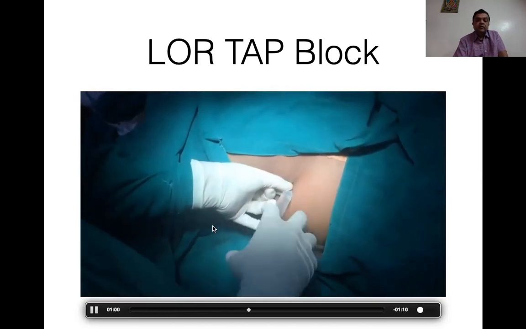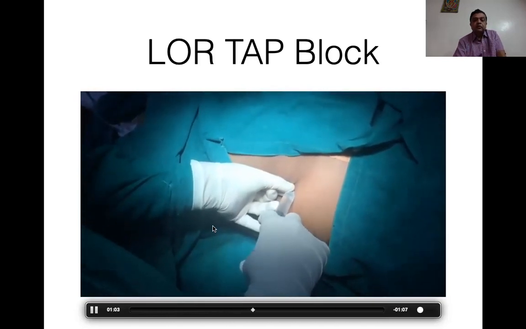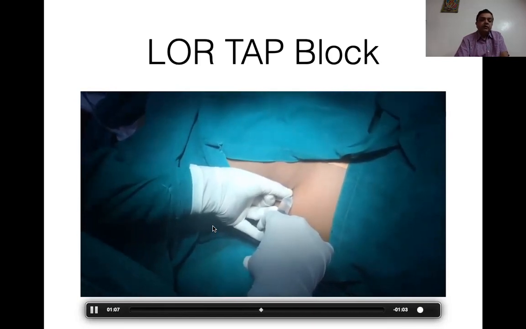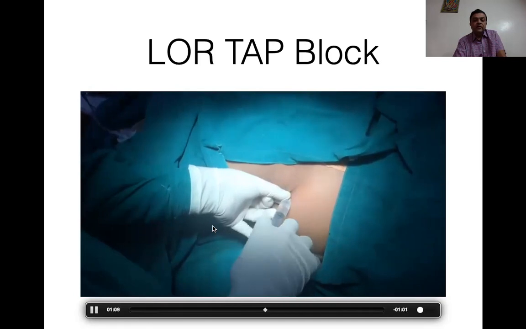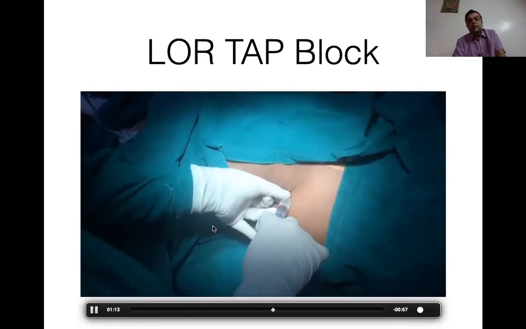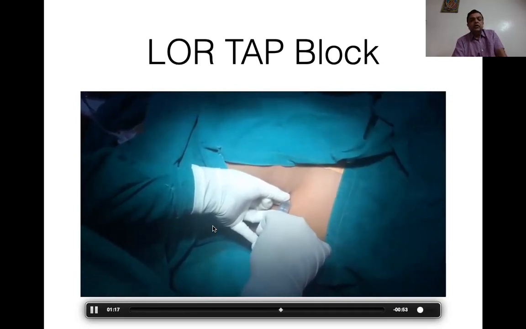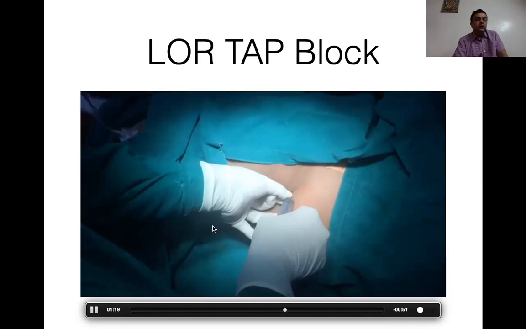I'll inject 20 ml of 0.25% ropivacaine on both sides for LSCS. If it is a hernia, you can give a unilateral block. After every 5 ml of injection, always aspirate. And the second important thing is to always keep lipid inside the OT, because LAST can happen anytime, and you should have intralipid inside the OT whenever you are giving a block.